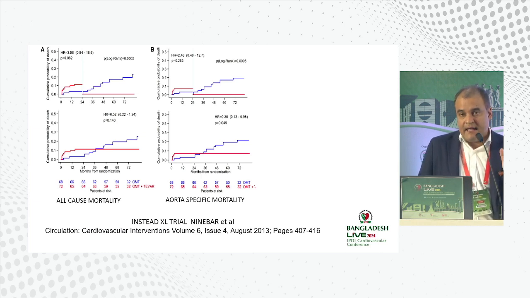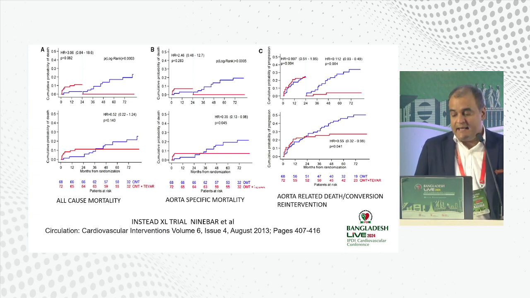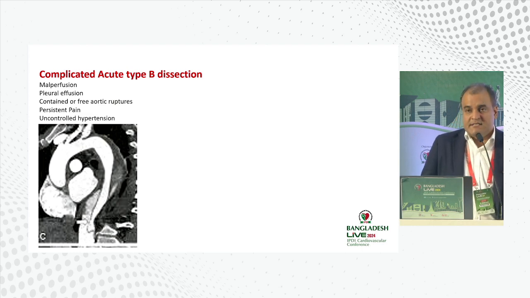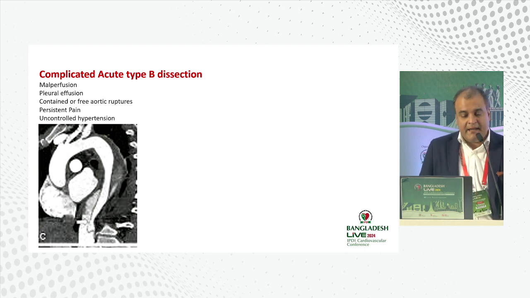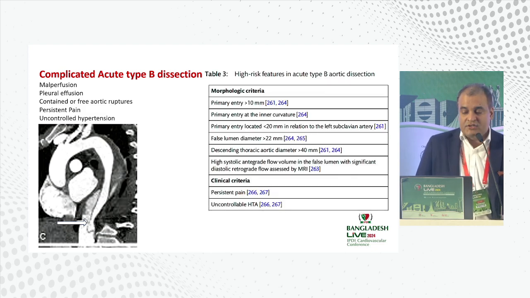But you know, the survival benefit again was evident after 2 years. And the same pattern followed for aortic-related death, then conversion, reintervention, etc. What is a complicated type B? Complicated type B is a patient who has malperfusion, may have pain, organ malperfusion, pleural effusion, or has contained or free aortic rupture, persistent pain, or uncontrolled hypertension. Here you can see a patient who has malperfusion of the mesenteric vessels because the celiac trunk is actually pinched.